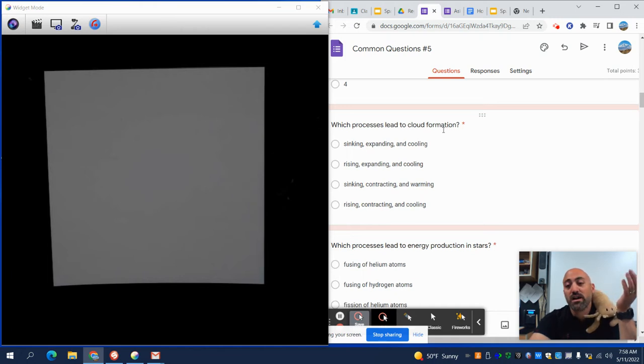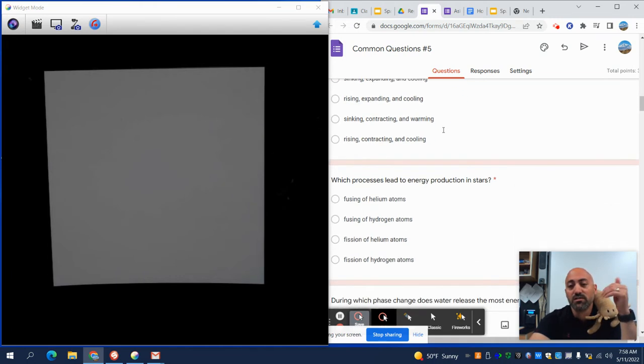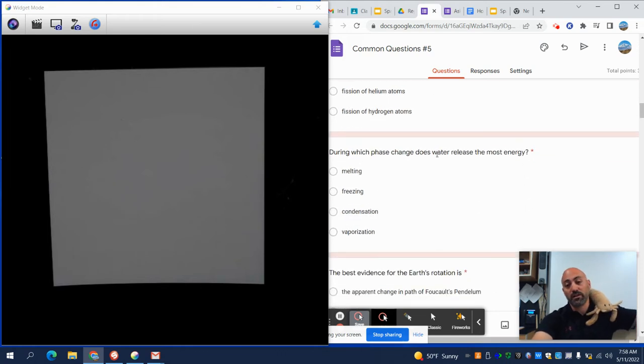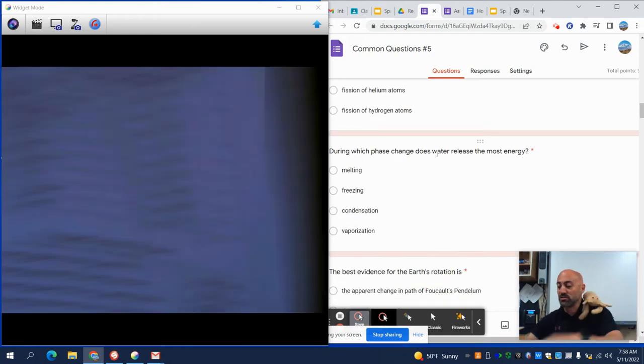Cloud formation, that's been in a ton of videos. Same thing with energy production and stars, crossword clue with the sun. All of those things, you can go back to those other videos for that information.